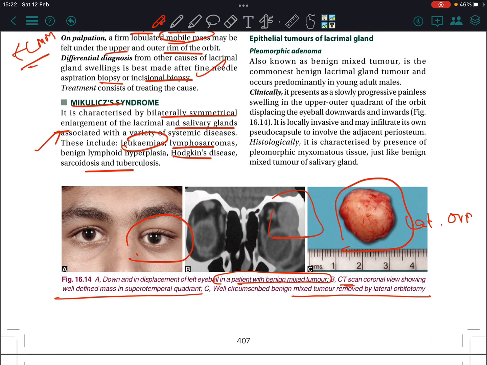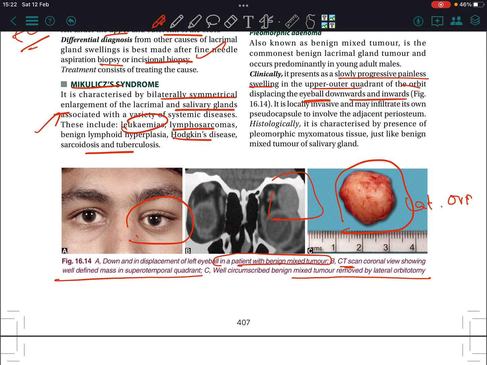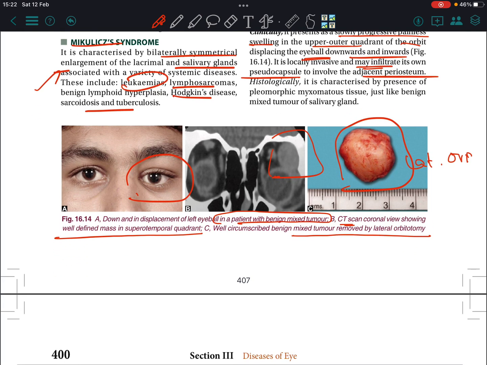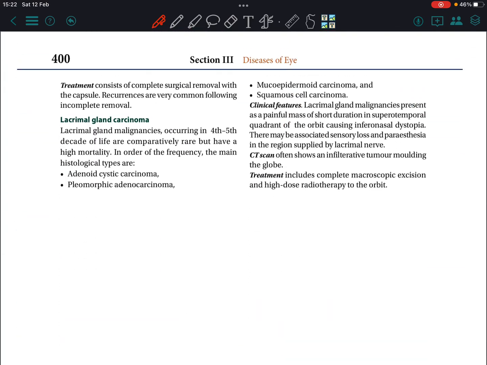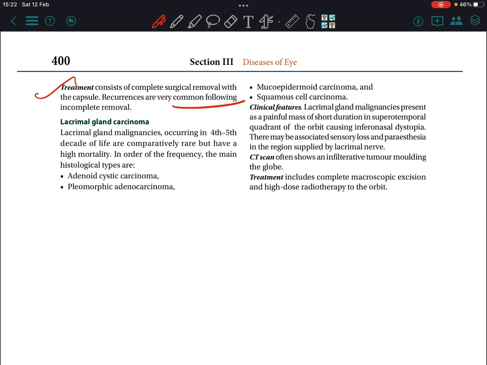Epithelial tumors of the lacrimal gland: pleomorphic adenoma presents as a slowly progressive painless swelling in the upper outer corner of the orbit, displacing the eyeball downwards and inwards. It is locally invasive and may infiltrate into its own pseudocapsule. It involves the adjacent periosteum. Histology: it is characterized by the presence of pleomorphic myxomatous tissue, just like a benign mixed tumor of salivary gland. Treatment: recurrences are very common; complete surgical removal is needed.